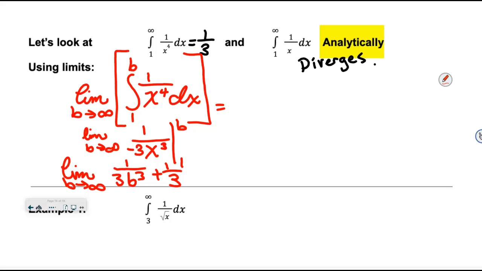Once you're done, so here's how you're done. You set up your limit. You actually integrate it. You plug the top and the bottom in and you subtract them. Now you send b to infinity. What happens to this? This goes to 0. What's my answer? 1/3. What did the decimals kind of seem to look like it was when we did it?